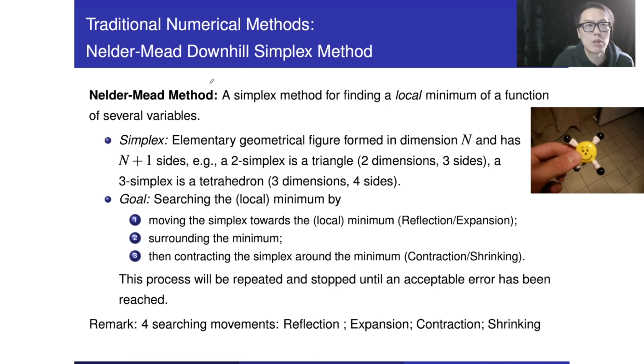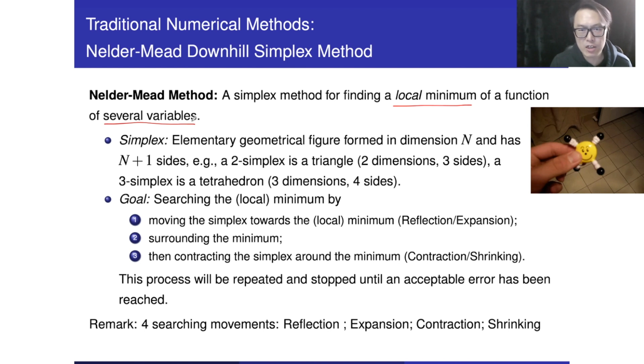Now I'm going to talk about the Nelder-Mead Downhill Simplex Method. This is a kind of numerical method. That means we are going to do it iteratively to find a local minimum. This Nelder-Mead method is a kind of local minimum search algorithm for several variables. It means that it is possible for us to deal with a cost function with multiple variables.